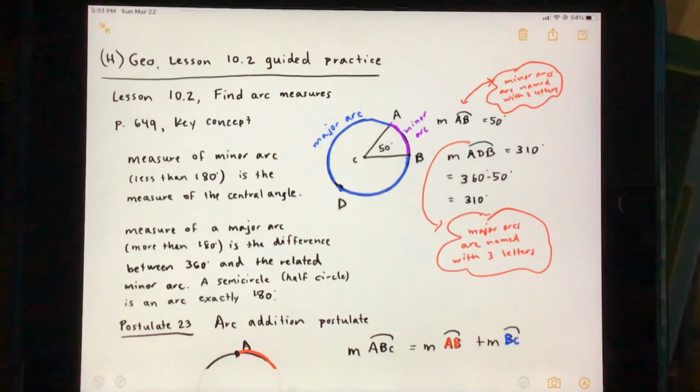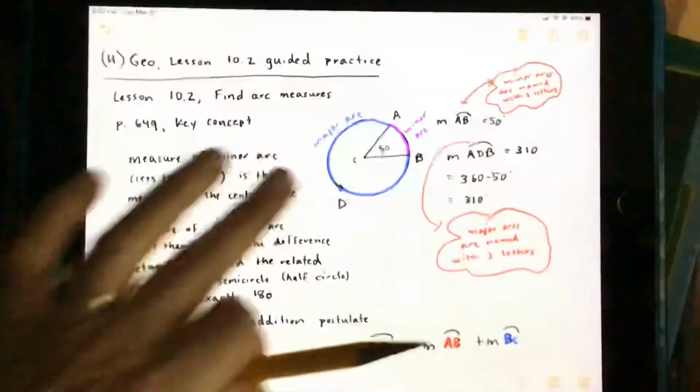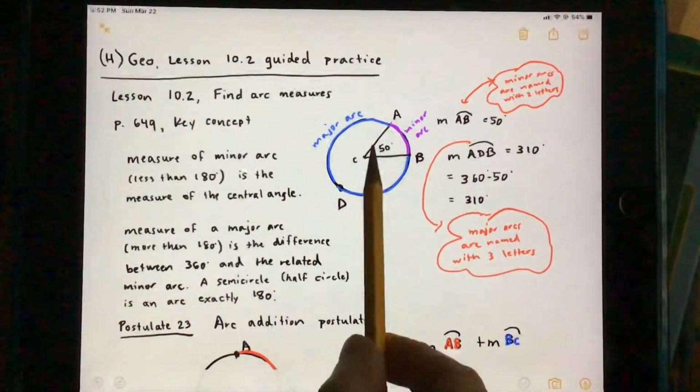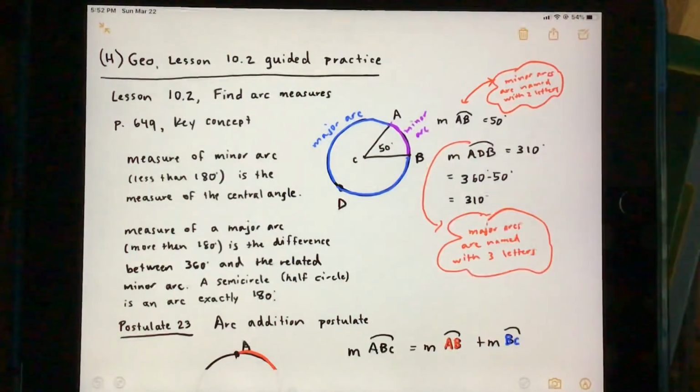So the measure of a minor arc, that is an arc that is less than half of the circle, less than 180 degrees, is the measure of the central angle. And as you can see on this particular diagram, we have an example of 50 degrees for our central angle here, and that would be the measurement of the minor arc it's associated with. If we are measuring a major arc, which is an arc more than 180 degrees, more than half a circle, that is the difference between 360 degrees, that is a full circle, and the related minor arc. A semicircle, a half circle, is exactly 180 degrees for its arc measurement.